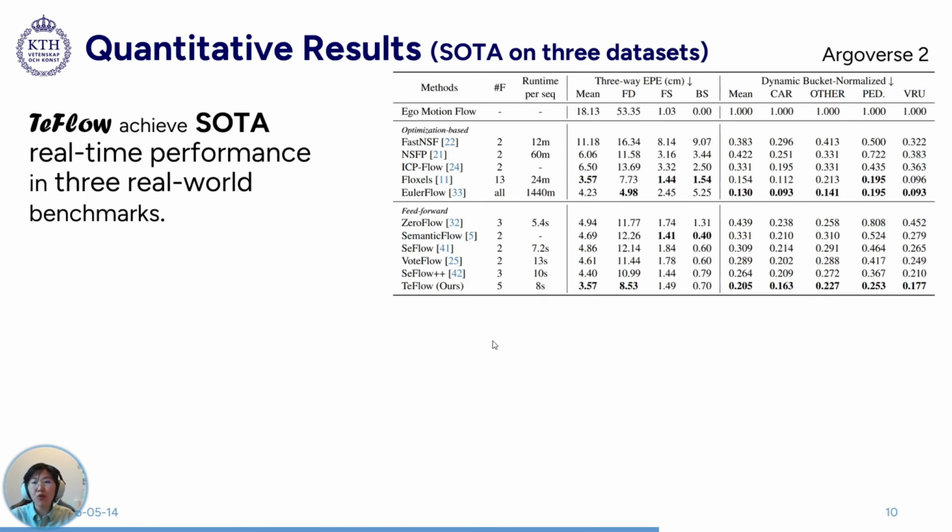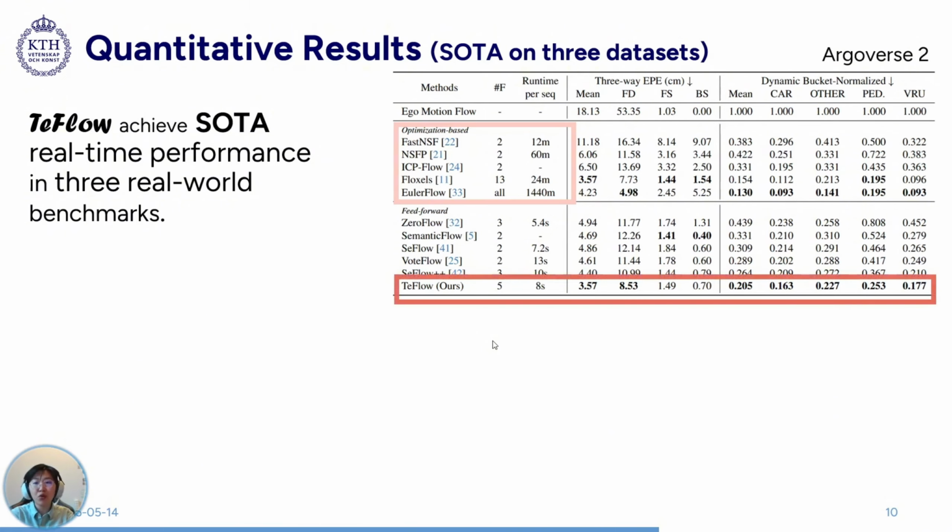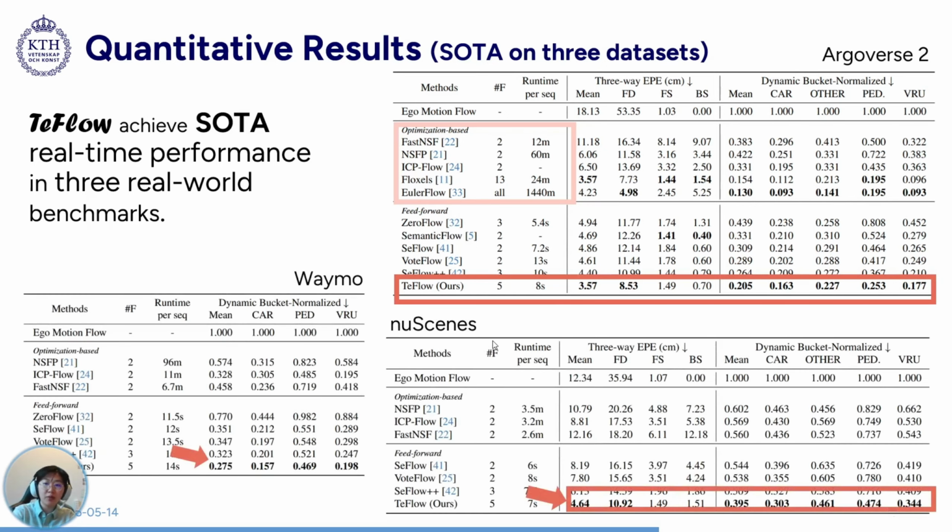TeFlow achieved SOTA performance on three real-world benchmarks. On Argoverse 2, it achieves around 3.5 centimeter three-way EPE, matching the best optimization-based method, Floxels, while being 150 times faster. Compared to the strongest feed-forward baseline, SeFlow++, TeFlow reduced the dynamic normalized error by 22%, and we also observed consistent gains on nuScenes and Waymo, especially on challenging, more dynamic objects such as pedestrians and cyclists.